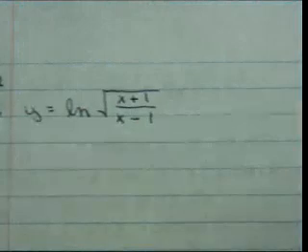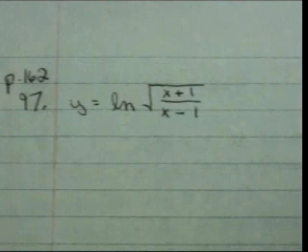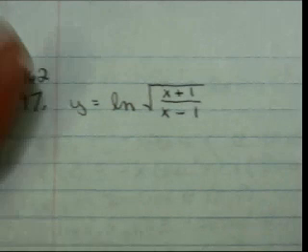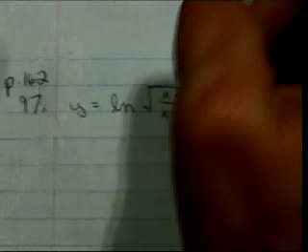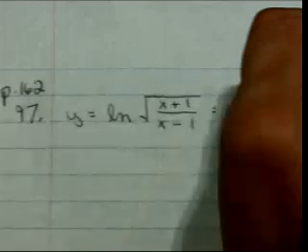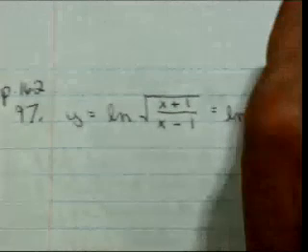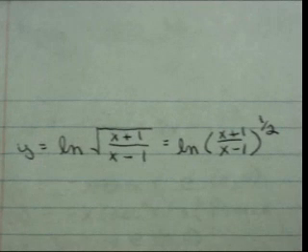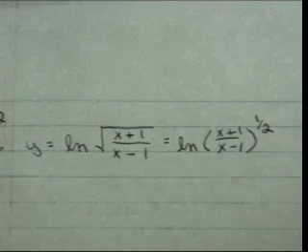Now, obviously, I'm going to have to rewrite that square root as the exponent 1/2 because I don't have a formula for differentiating a radical. But I do have a power formula. If I write that as natural log of (x plus 1 over x minus 1) to the 1/2, then I could use the chain rule. Or maybe I could rewrite it so that I didn't have to use the chain rule.